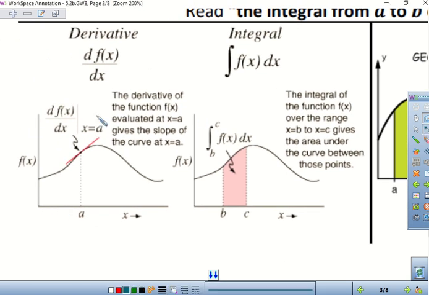So we know that derivative finds the rate of change of a particular function, and we can find the instantaneous rate of change by plugging in any x value into the derivative, which tells us that exact rate of change. And does anyone remember what we call this right here? Tangent line. Tangent line, good.